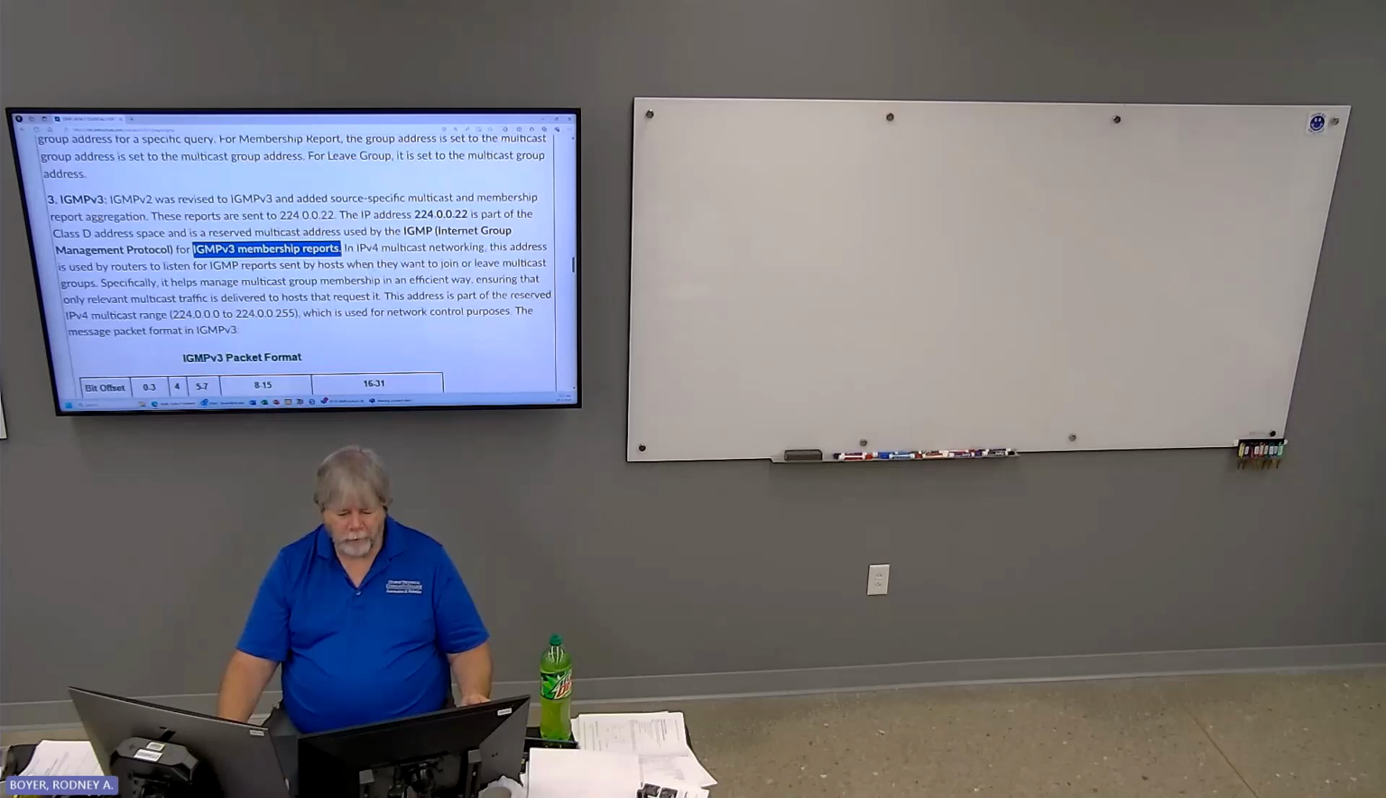IPv4 uses this address in routers listed for IGMP set by the hosts, and it's when they ask to join or leave a specific multicast group.